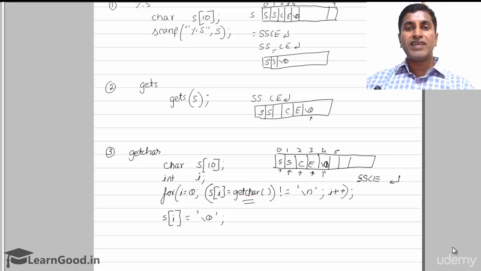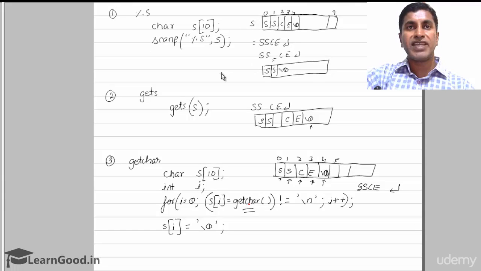So these are the 3 ways you can read a string. First, we have used %s with scanf. Second, we have used the gets function, where you can read and include even a blank space. And third is getchar. Even in this case also you can enter a blank space. The string will end only when you press the enter key.